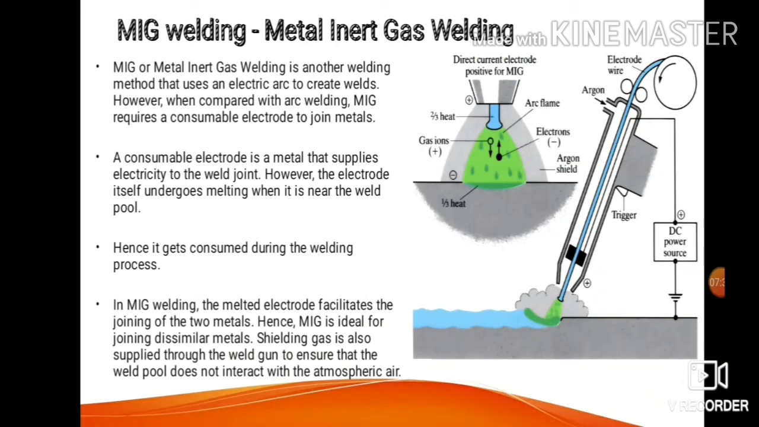In MIG welding, the melting electrode facilitates the joining of the two metals. Hence, MIG is ideal for joining dissimilar metals. Shielding gas is also supplied through the weld gun to ensure that the welding pool does not interact with the atmospheric air and also to prevent the oxidation process.